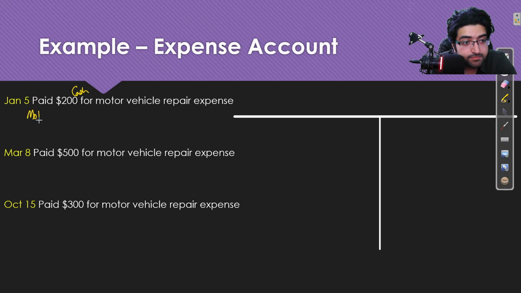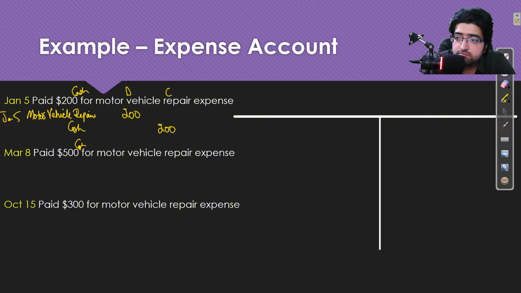Motor vehicle expense, repairs, debit by 200. This is debit, this is credit, and then cash, which is an asset, is decreasing, so cash credit by 200. That's the double entry for this transaction on Jan 5. Next transaction, paid 500 for motor vehicle repair expense. Let's assume this is cash again. All these payments are made by cash, so no need to write.